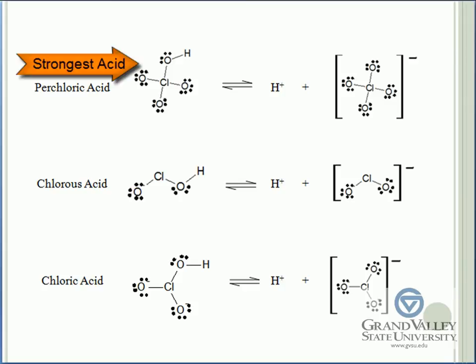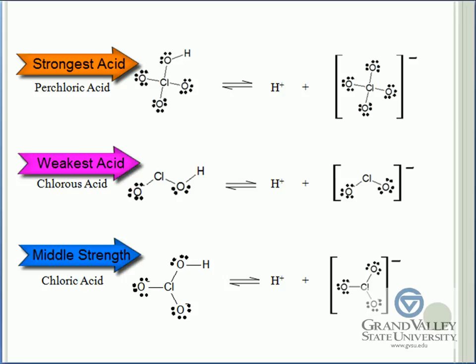Thus, perchloric acid would be the strongest of the three acids because of the inductive effect. Also, because of the inductive effect, chloric acid would be stronger than chlorous acid. And therefore, the next strongest acid would be chloric acid, and the weakest acid would be chlorous acid.